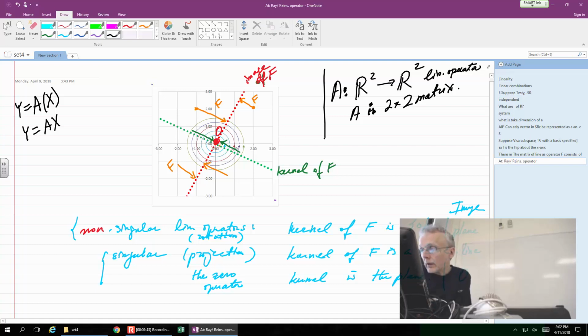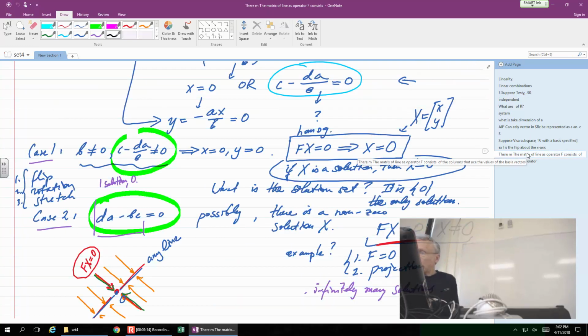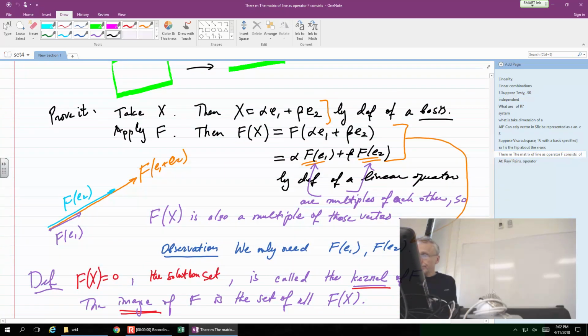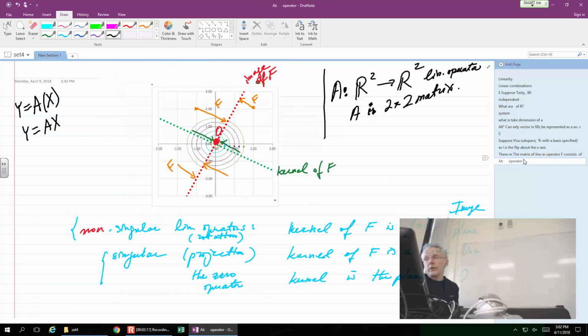Okay, so we have defined the determinant. Still to be figured out what it is good for, and then we also define these two things: the kernel and the image. The solution set of a homogeneous system is called the kernel of that matrix, and the image is the set of all possible outputs. It is less complicated than it sounds, especially in this two-dimensional situation.